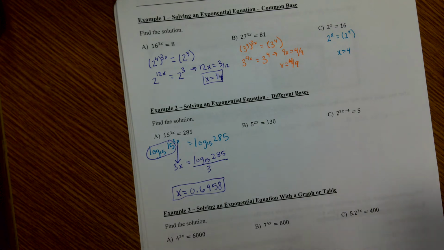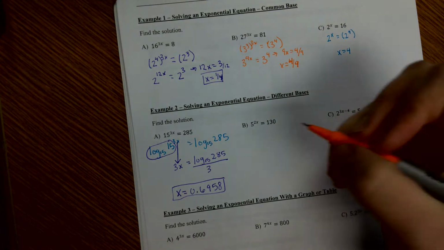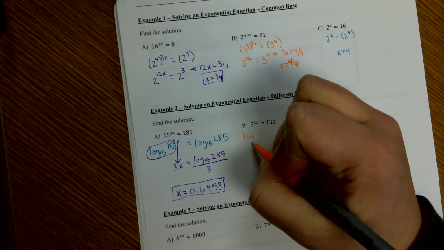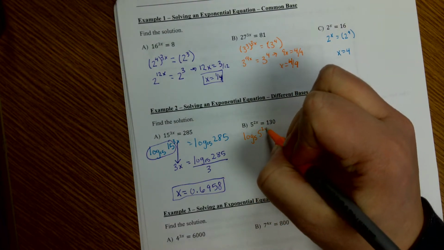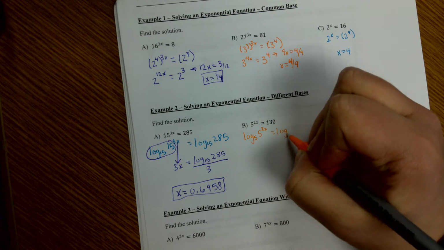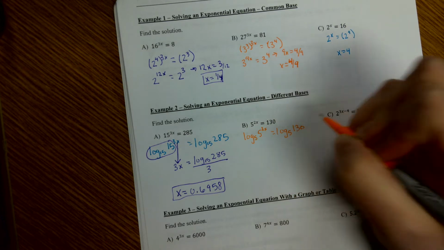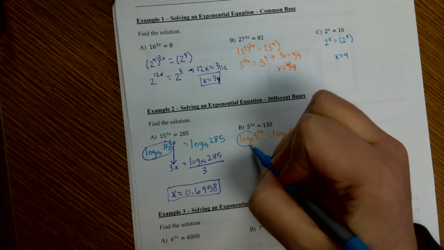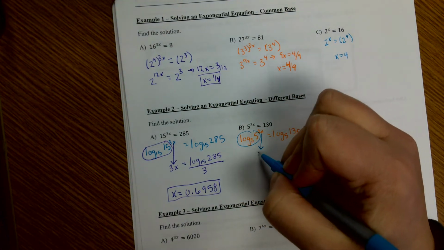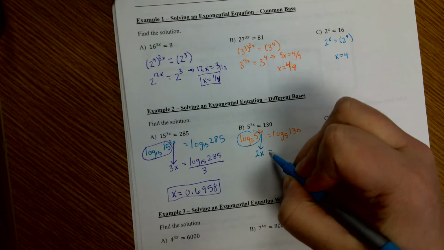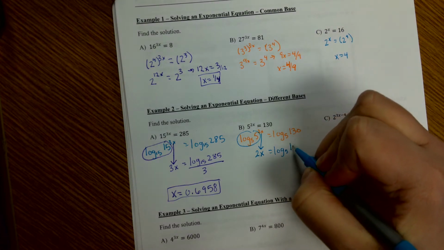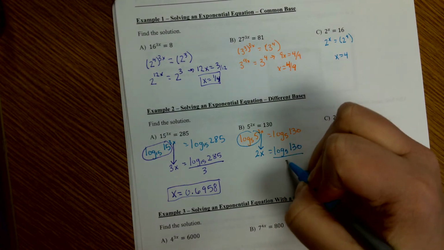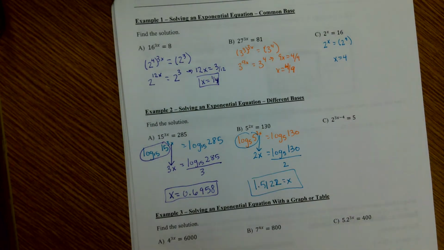For the second one, if I look at this, my base here is 5. I have an exponential base of 5, so I can go log base 5 on one side be equal to log base 5 on the other side. Because again, as long as these two match, they will cancel each other out, and I would have 2x. I'm going to leave that log base 5 of 130 and divide by 2. Try to do that in your calculator.